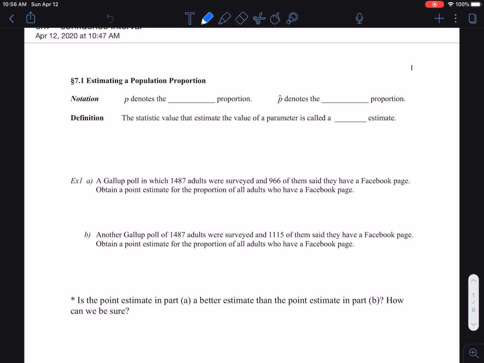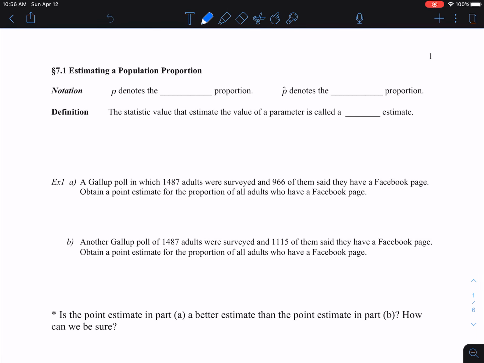All right, guys. So in this video or the next couple of videos, we're going to talk about chapter 7 and what the concept of chapter 7 is about, using sample data to estimate the parameters. And the two sections we're going to focus on in this chapter are estimating a population proportion and estimating a population mean. We're going to omit the standard deviation section.